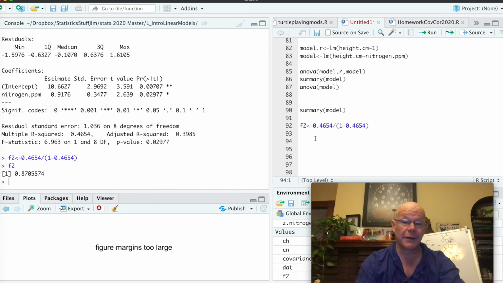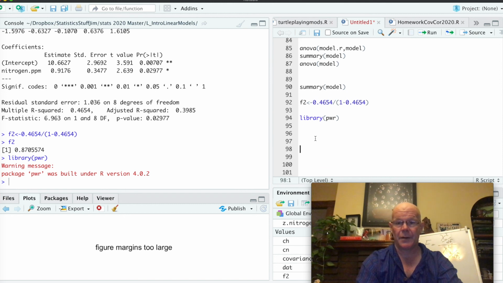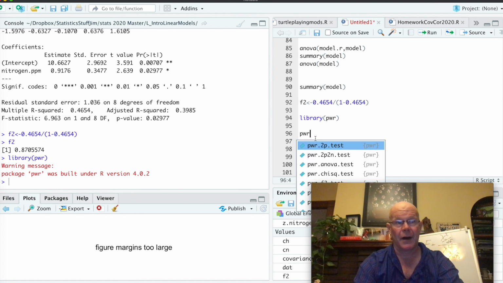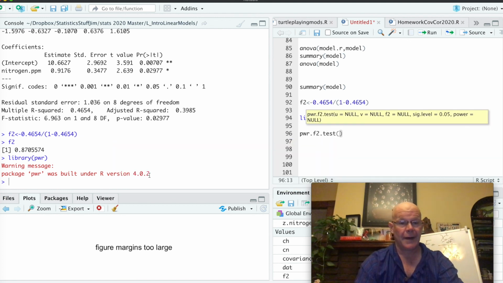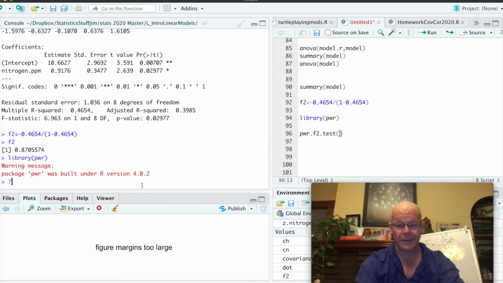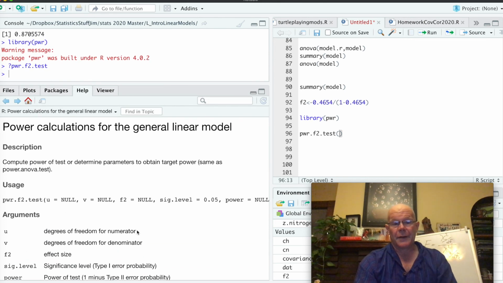And then what we can do to test for power is load up the package called pwr. Ignore the warning message, because I love ignoring warning messages. And then the function that we'll use is pwr.f2.test. If we look at what that wants, it's going to want the numerator degrees of freedom, the denominator degrees of freedom, and our effect size.